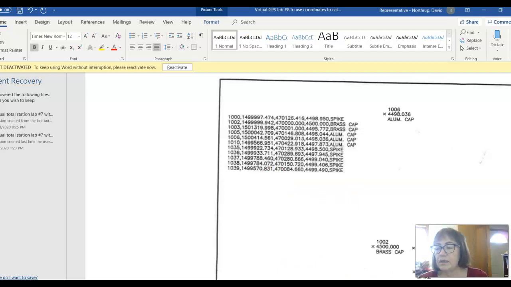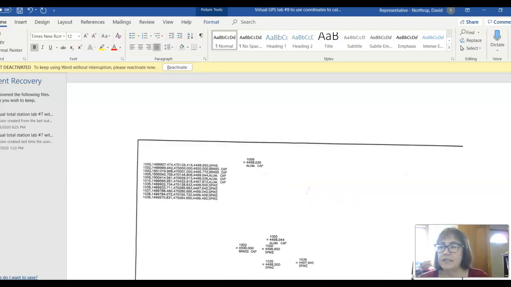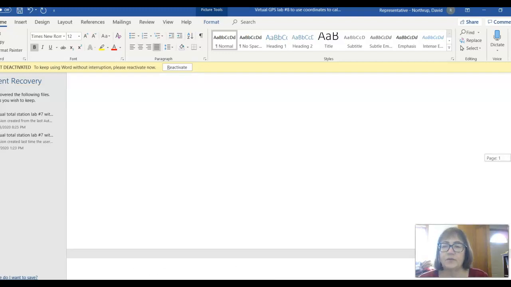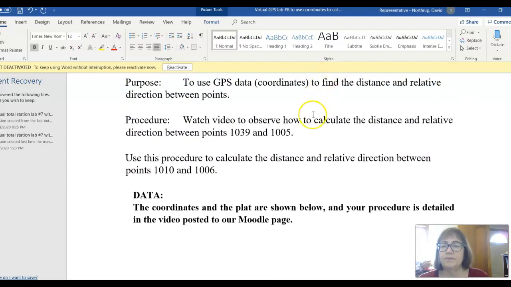If we go to the last page of the lab, I did an example for you between 2 points. The procedure is to watch, and I do a calculation of the distance and relative direction between point 1039 and 1005. Then I ask you to do the same thing for 2 points for your lab procedure, between 1010 and 1006. An important thing to notice is that I'm asking you for the distance and the relative direction between the points. That means that if one point is southwest of the other, the other point is northeast of the first. So you just have to keep that in mind.